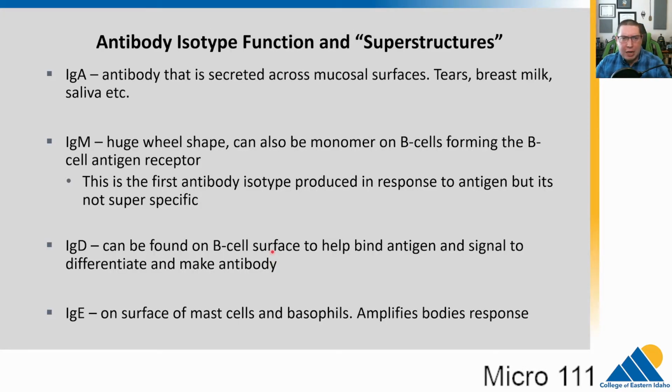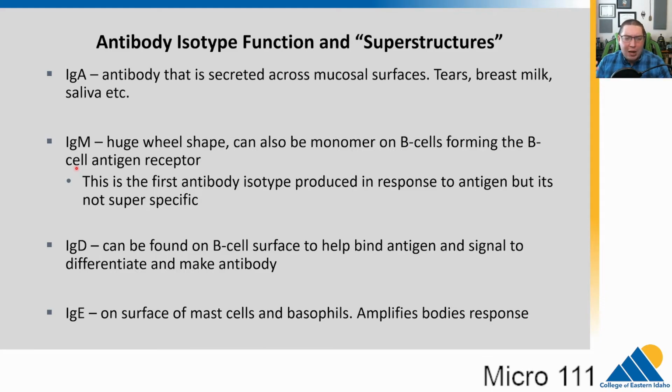The other antibody isotypes, as they're called: IgA. This is secreted across mucosal surfaces, so it actually is secreted in tears. It can be secreted in breast milk, so it can be transmitted to newborns through that, and it's actually in saliva as well. IgM is an interesting one. It can form like a huge wheel shape. I'll show you that in a moment. But it can also be monomers on B cells, and it helps form the B cell receptor.